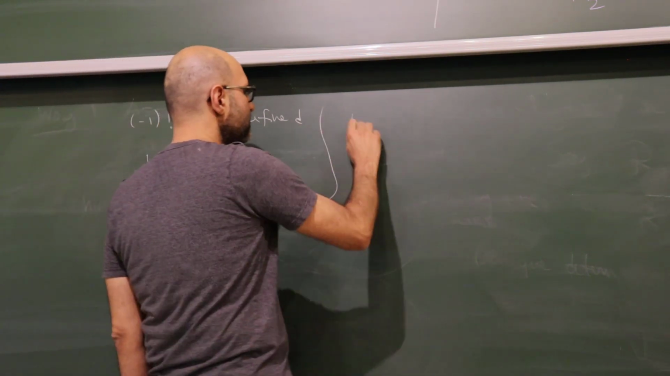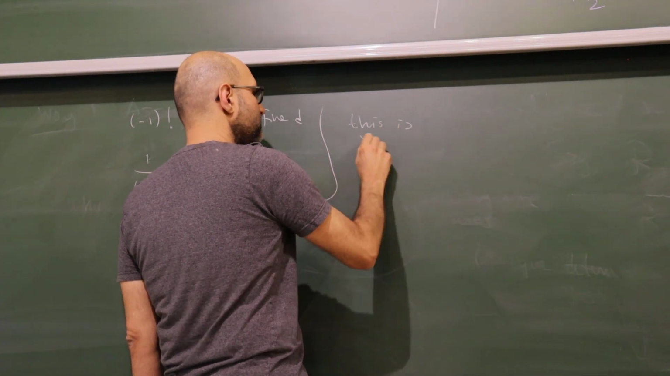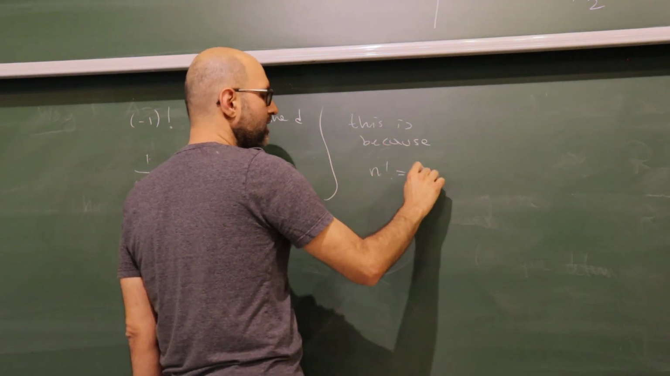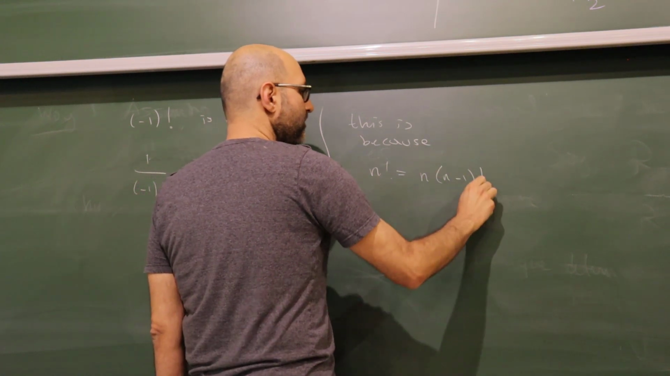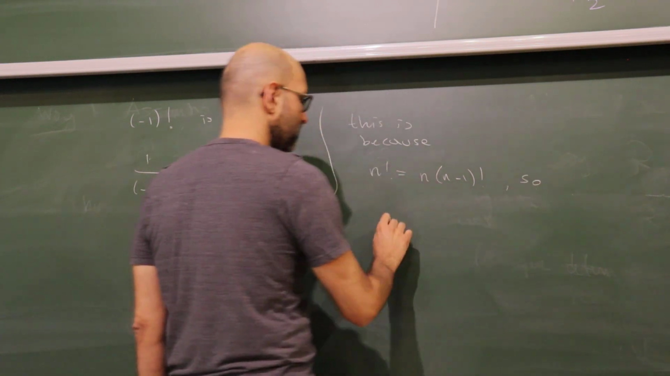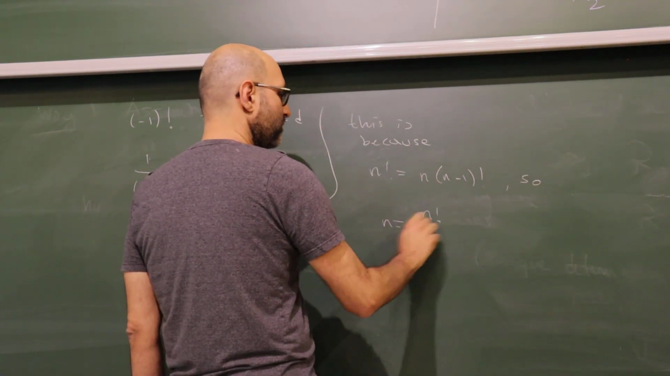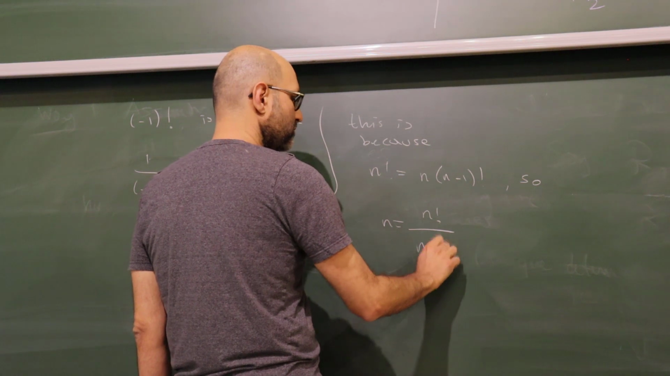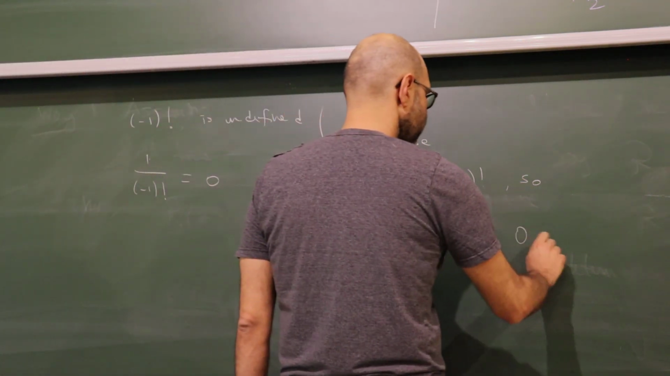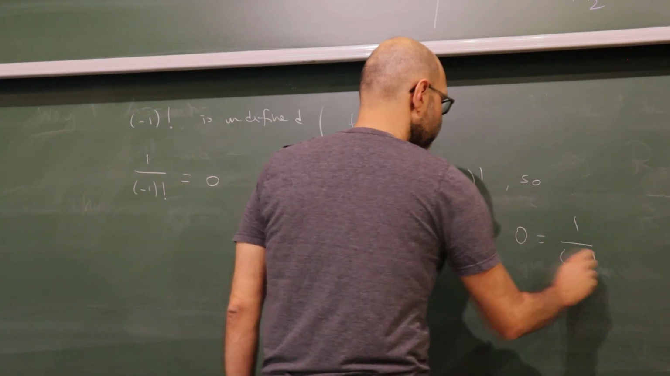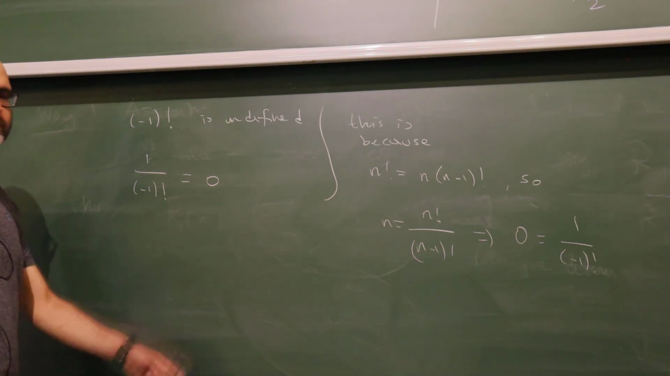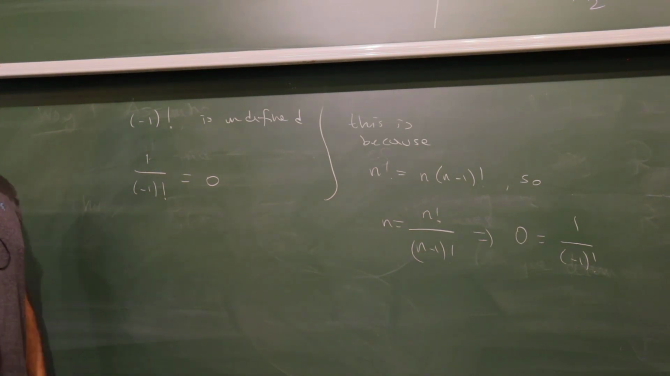And this is because n factorial is n times n minus 1 factorial. So n is n factorial divided by n minus 1 factorial. Plug in n equals 0, so 0 equals 1 over minus 1 factorial. I mean, this is a purely formal derivation. Why did I show you this?